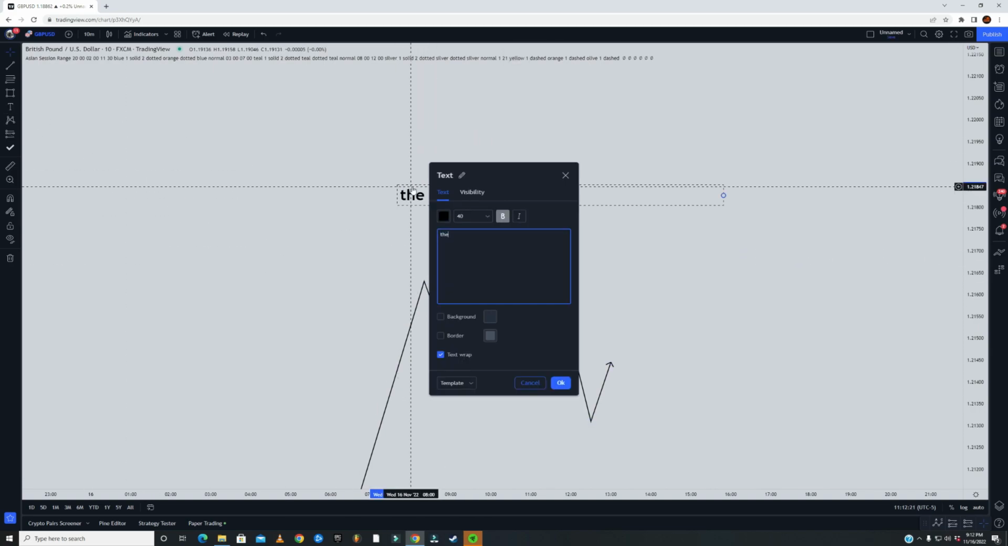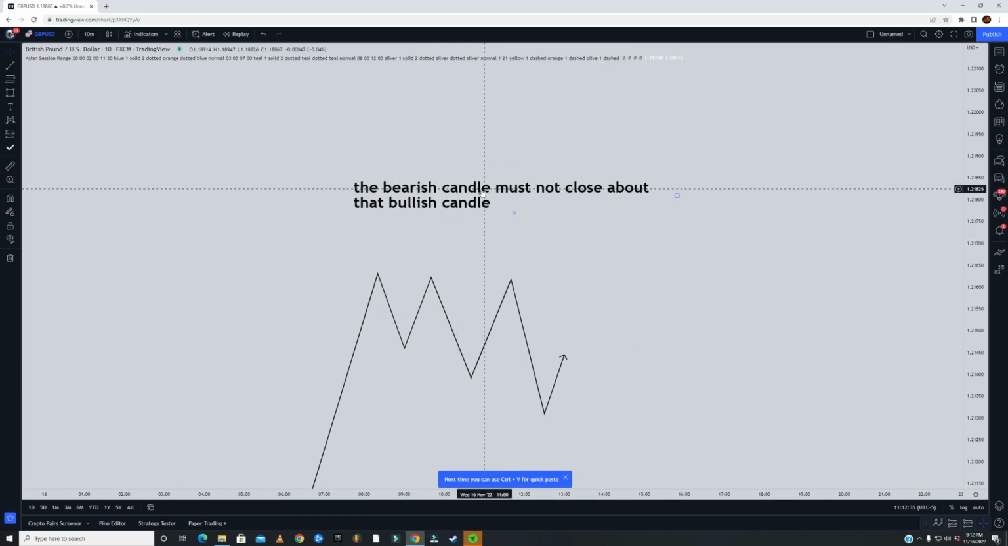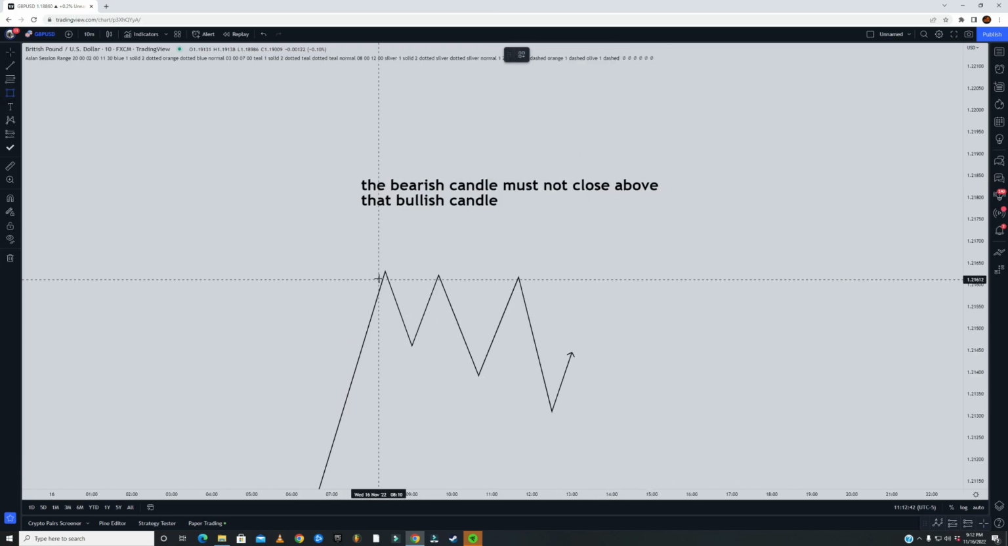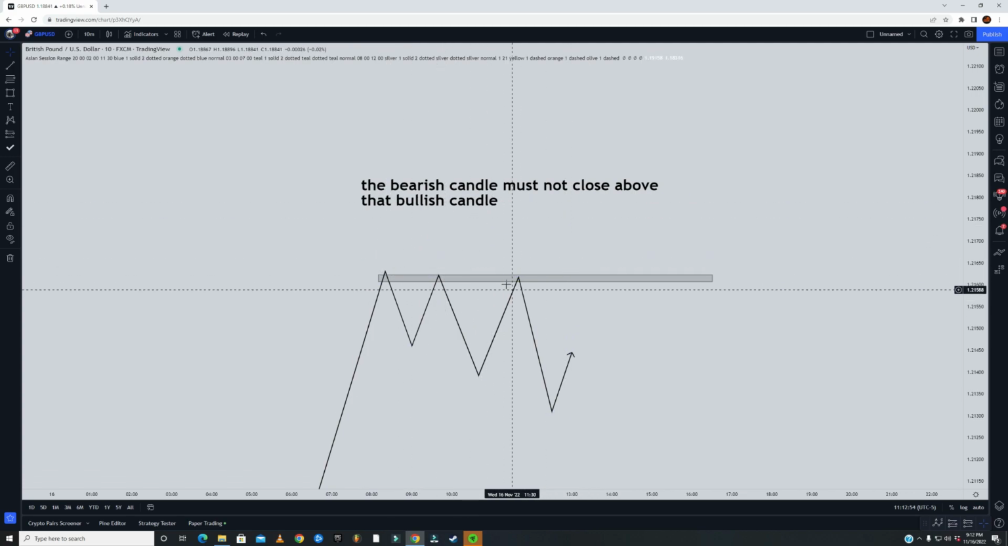So the bearish candle must not close above that bullish candle. Clear? The bearish candle must not close above that bullish candle. There you go. Let's suppose that you have a bullish candle here, and then price doesn't close above that level, above that bullish candle. We have 1 touch, 2 touch, 3 touch.